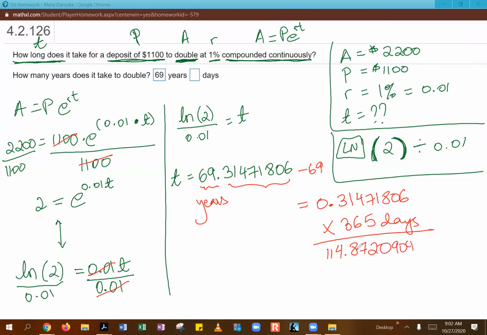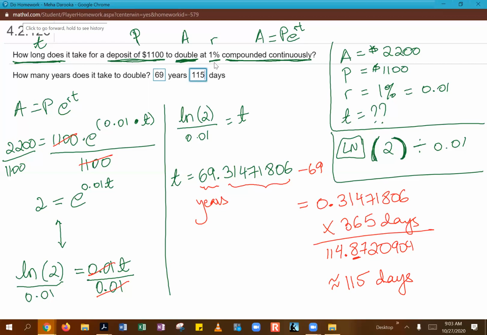So 114.8720904. Use your rounding rules, because you have that 8 after your decimal. So this will actually round up to 115 days. If this number after the decimal point was 4 or less, then you wouldn't round up. So straightforward rounding rules: 5 and up, you go 1 unit up; 4 or less, it stays the same. So that means we are looking at a total of 69 years and 115 days.